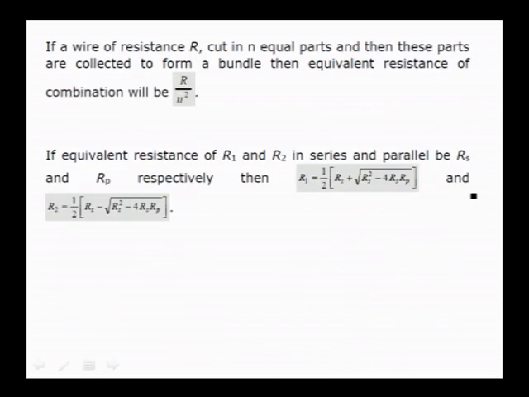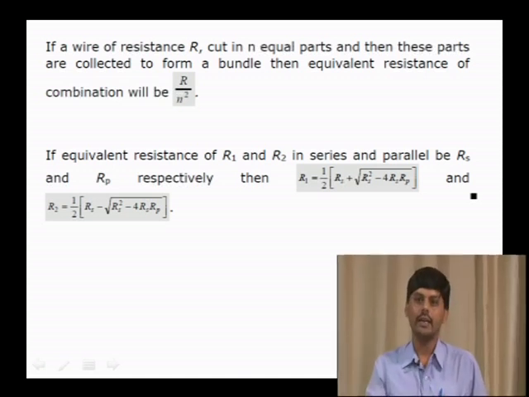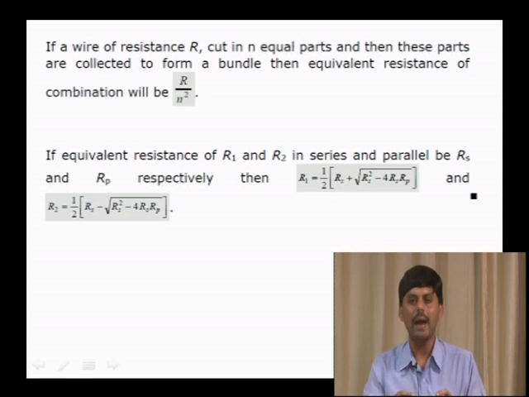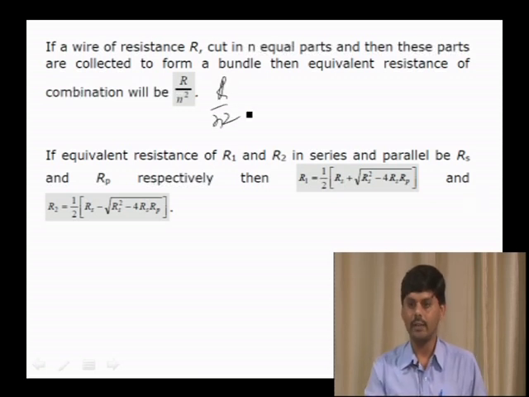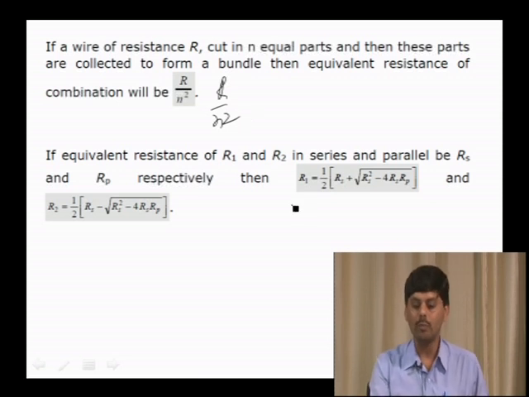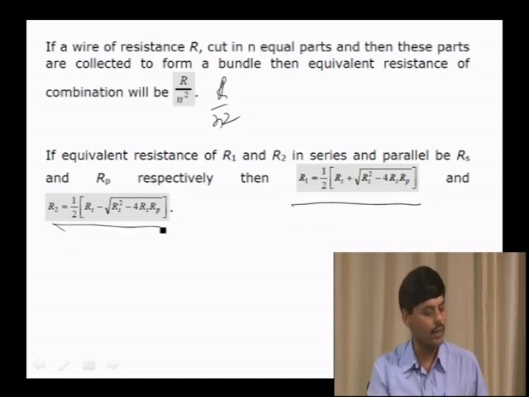If a wire of resistance R is cut into n equal parts and then these parts are connected in the form of a bundle, meaning a parallel combination, then the resistance of the combination will be R divided by n square. If the equivalent resistances of R1 and R2 in series and parallel are Rs and Rp respectively, then the resistances R1 and R2 we can calculate by using these two formulas. This is for R1, this is for R2.